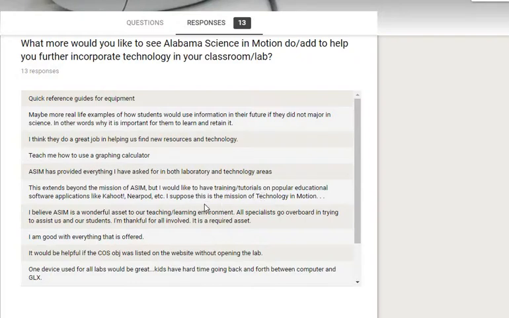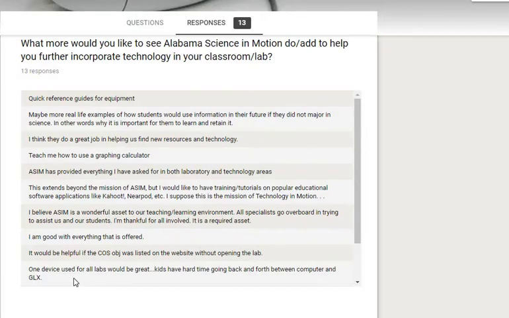Another teacher said that they would like some training tutorials on popular educational software apps. And so maybe that's something that we can work in for them. We had quite several teachers give us praises, which is appreciated. Here someone says that they would like to see the course of study objective that's listed on the website written out without having to open the lab. And so that's something that we can easily get fixed on the website.